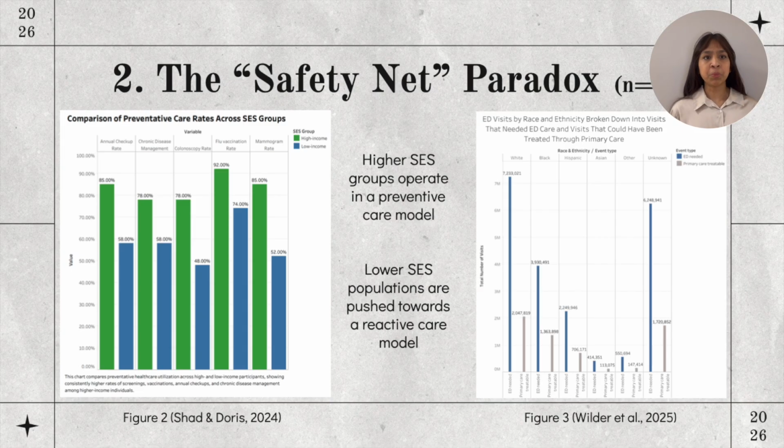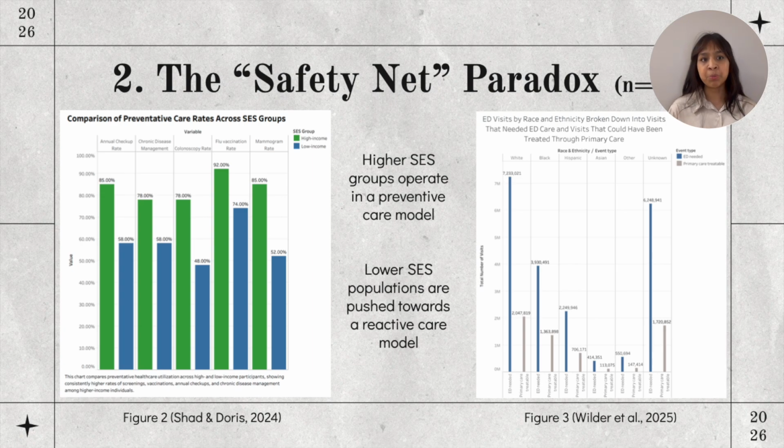Higher socioeconomic groups tend to use a preventive care model, including regular checkups, screenings, and specialist follow ups. This proactive approach often leads to better outcomes and lower long term costs. In contrast, lower socioeconomic groups often rely on a reactive care model with significantly higher use of emergency departments. Many emergency visits among vulnerable populations involve conditions that could have been treated in primary care settings.